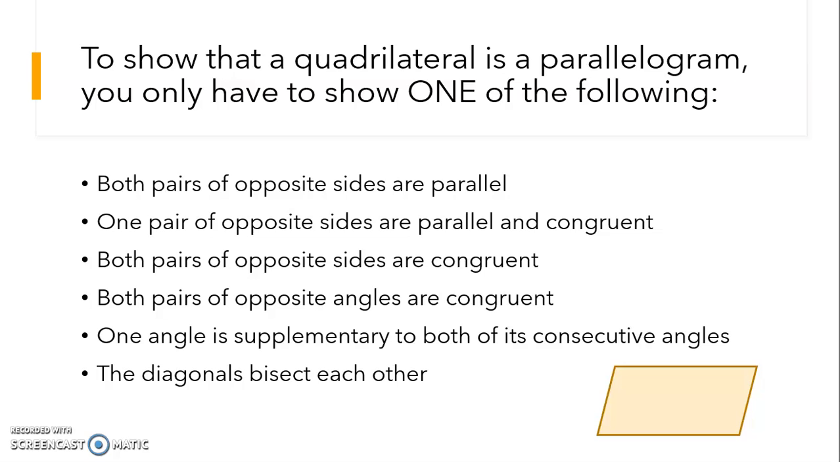This lesson focuses on proving that a shape is a parallelogram. So to show that a quadrilateral is a parallelogram, you only have to show one of the following facts. Both pairs of opposite sides are parallel. That means that in a parallelogram, you know that this side is parallel to this side, and you know that this side is parallel to this side.